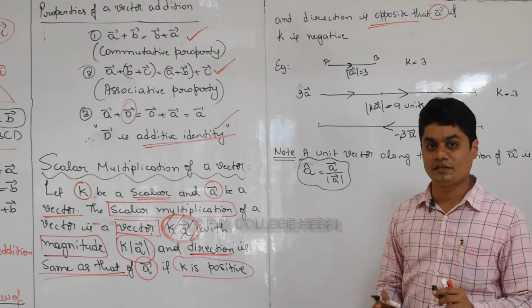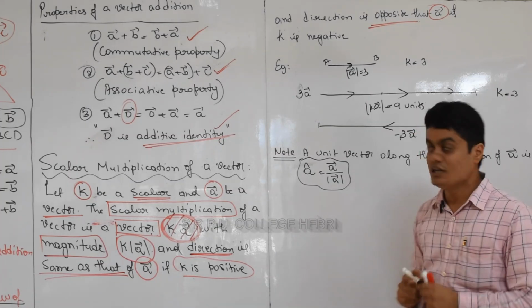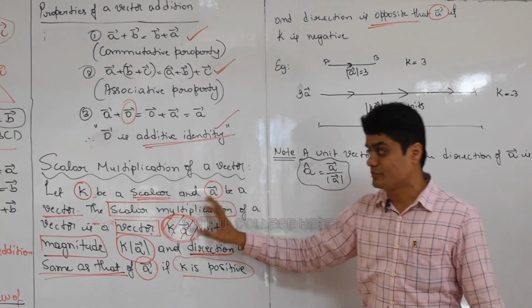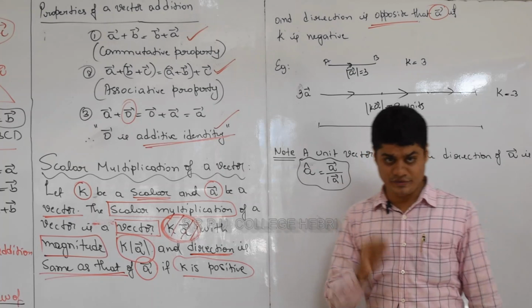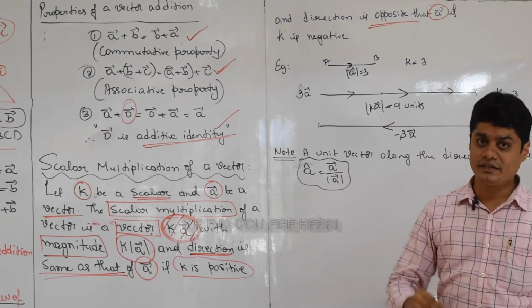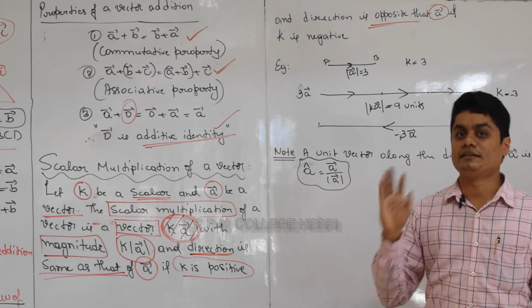There won't be any difference in the magnitude, okay, but the direction will change. Did you understand scalar multiplication? You should know scalar multiplication correctly, because this will be used so many times in a problem. So whenever you multiply a real number to a vector, the magnitude is that real number into the magnitude of vector A. Direction depends on the sign of the real number.